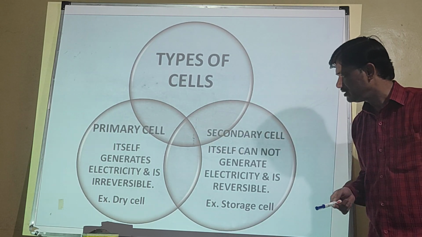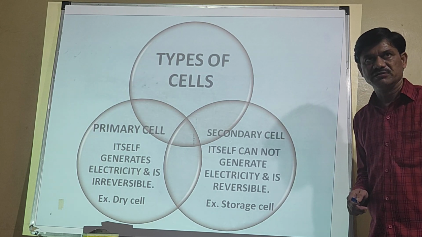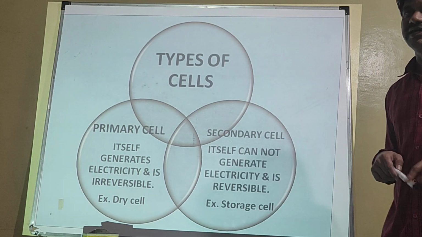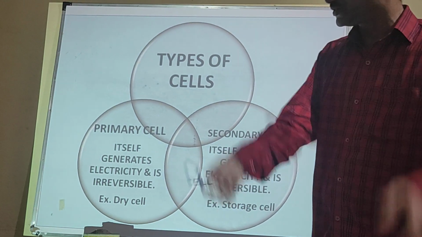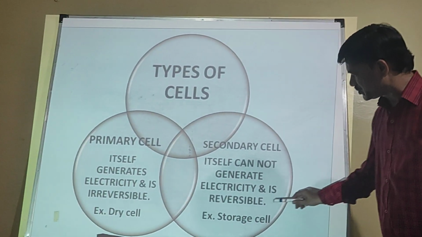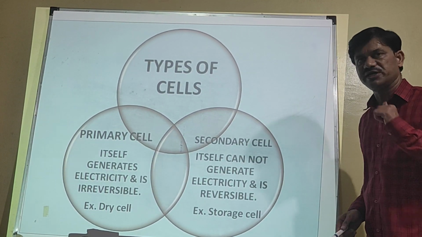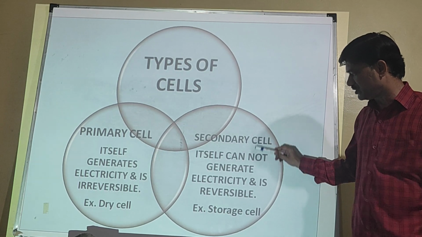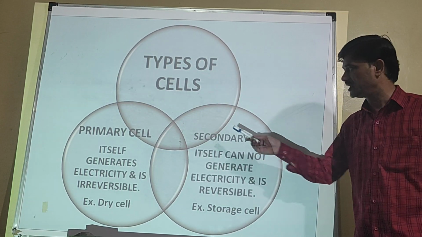Reverse this wording. A cell which itself cannot generate electricity. It means whatever electricity is stored in the cell during charging, that stored electricity is supplied. And what about its nature? It is a reversible cell. It means it can be charged and used again and again. So such a type of cell is called which cell? Storage cell, that is the secondary cell. So tell me the last part.